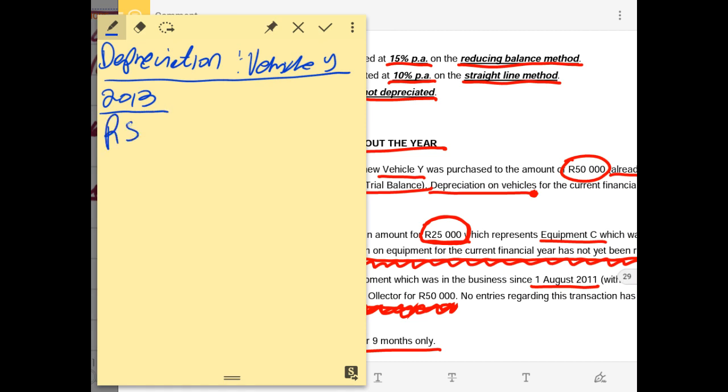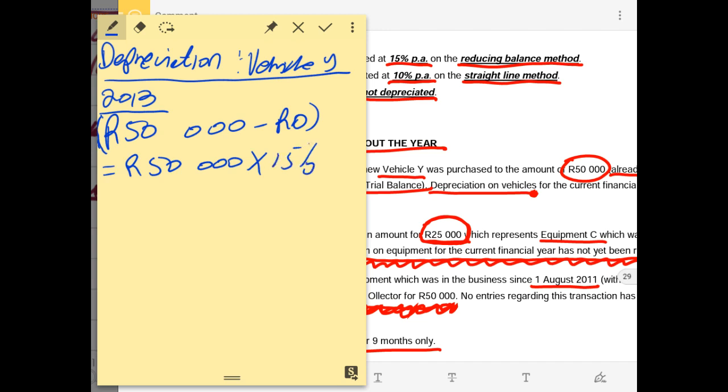We know that the cost of vehicle Y is 50,000 rands minus accumulated depreciation. There is no accumulated depreciation for vehicle Y in the year 2013 because it was just acquired in the current accounting period. Therefore, our depreciable amount will be 50,000 rands, and we times that by 15% because our vehicles are depreciating at 15%. So 50,000 rands times 15% gives us a depreciation of 7,500 rands.